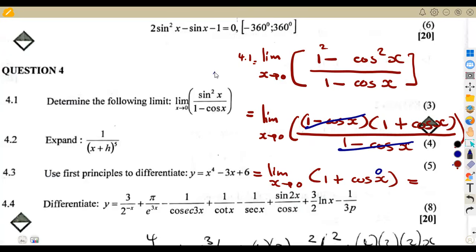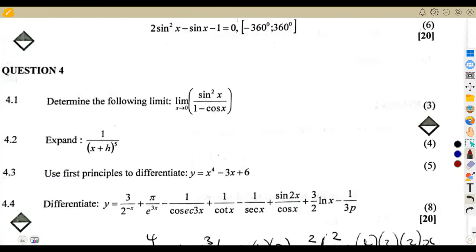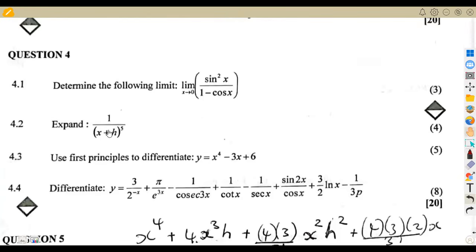What is the value of cos 0? Cos 0 is equal to 1. So 1 plus 1 is going to give us 2. So this was going to give us a 2 at the end. Okay. So that was your limit.